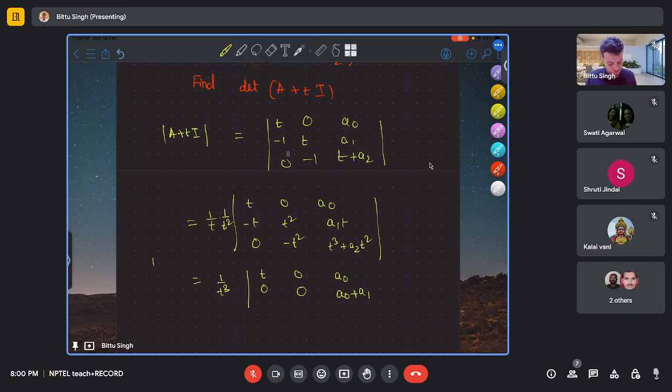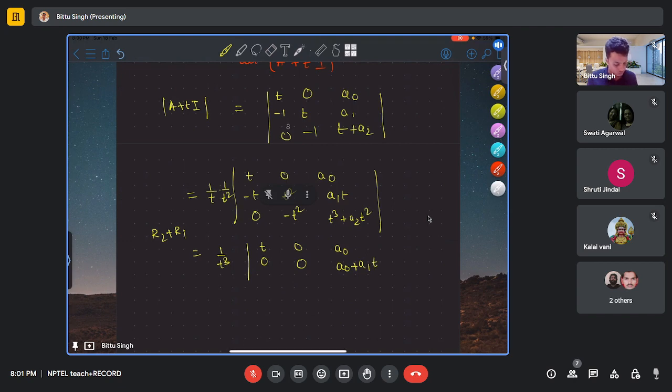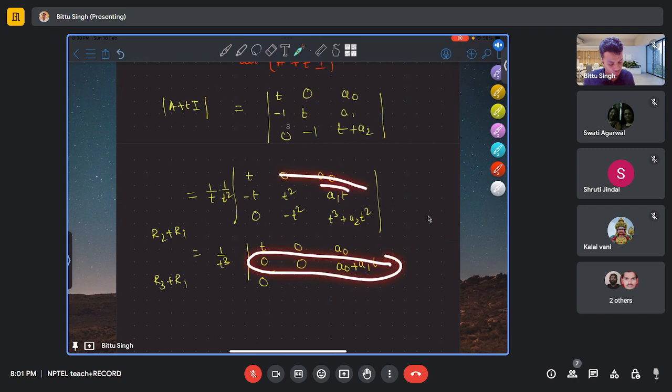We are adding r2 plus r1. We are doing this operation. So this operation will not change anything for this determinant. So it will be same as a0 plus a1t. Similarly, r3 plus r1. If we do this operation, we'll get 0, r3 plus new r2, that is this new row. Okay, we are considering this new row, not the previous r2.